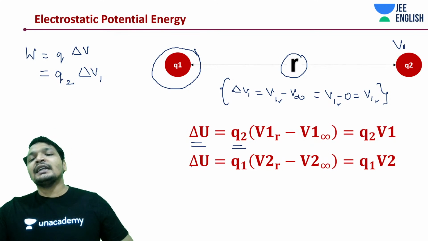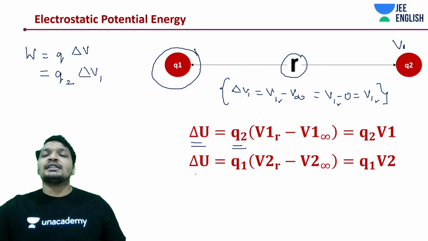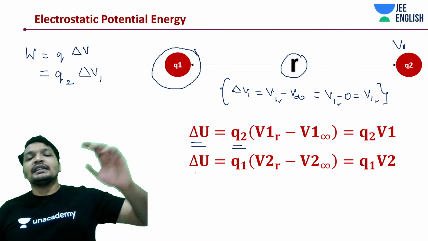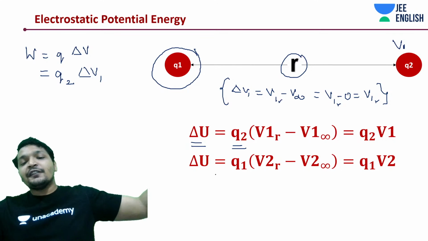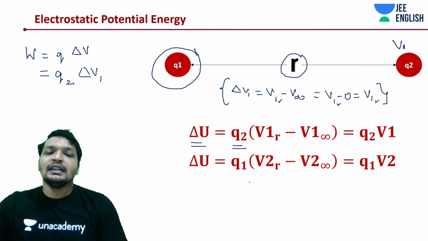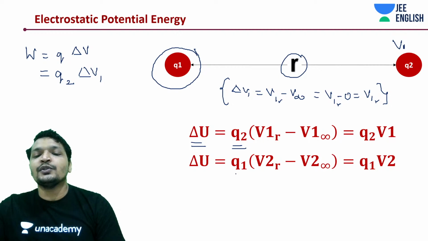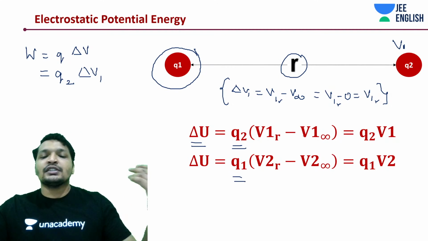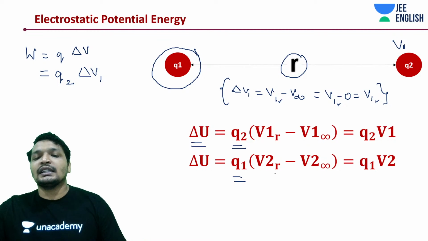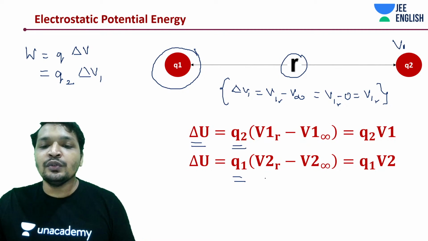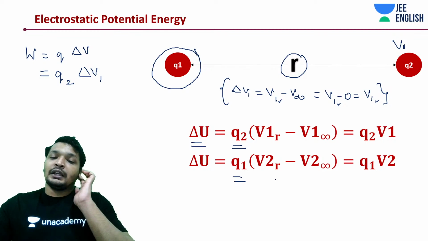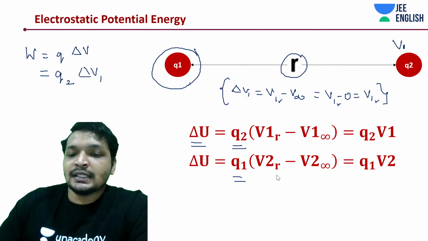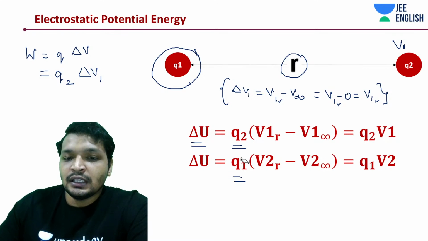And similarly, we can say that not just charge q2 has been moved from infinite distance to finite distance, but rather q1 has been moved from infinite distance to finite distance. That means some work has been done to move this charge q1 from infinite distance to finite distance. What is that? That is nothing but q1 into V2, where V2, let's say, is the potential. It's the same thing. There is no difference in this. You notice it.